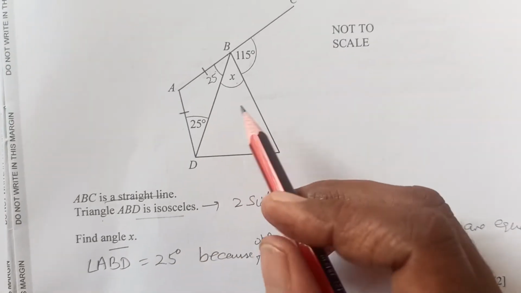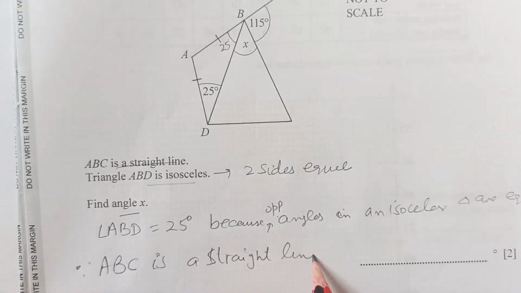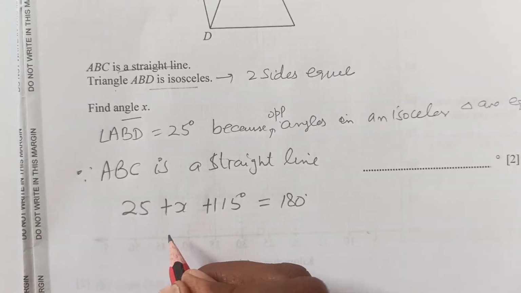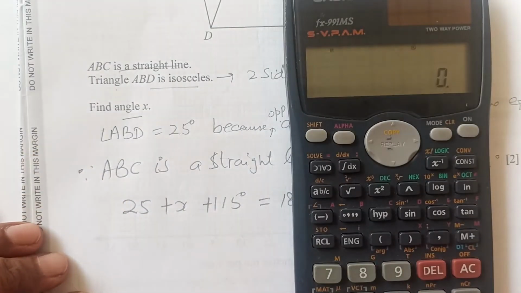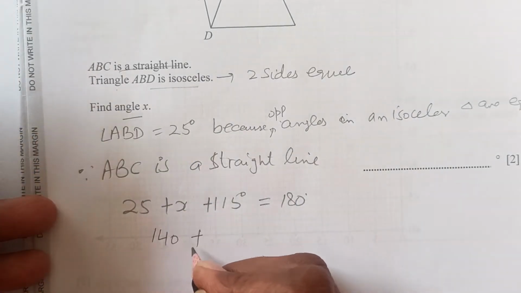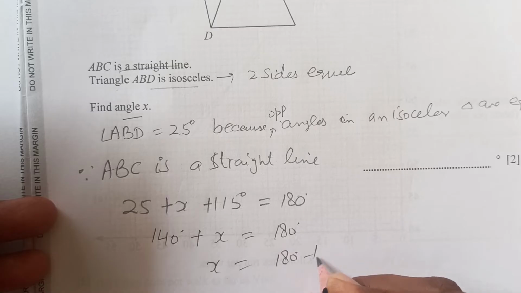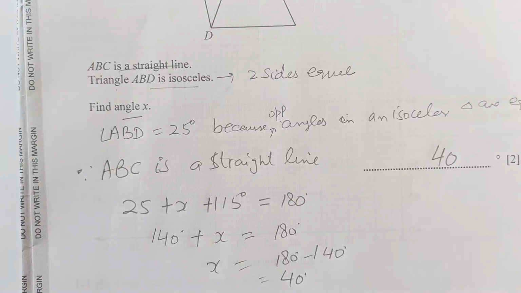Now because ABC is a straight line, 25 plus x plus 115 equals 180, right? So now we can find x. 25 plus 115 is 140, plus x equals 180. x is 180 minus 140, so that is 40. So the value of x is 40 degrees, right?